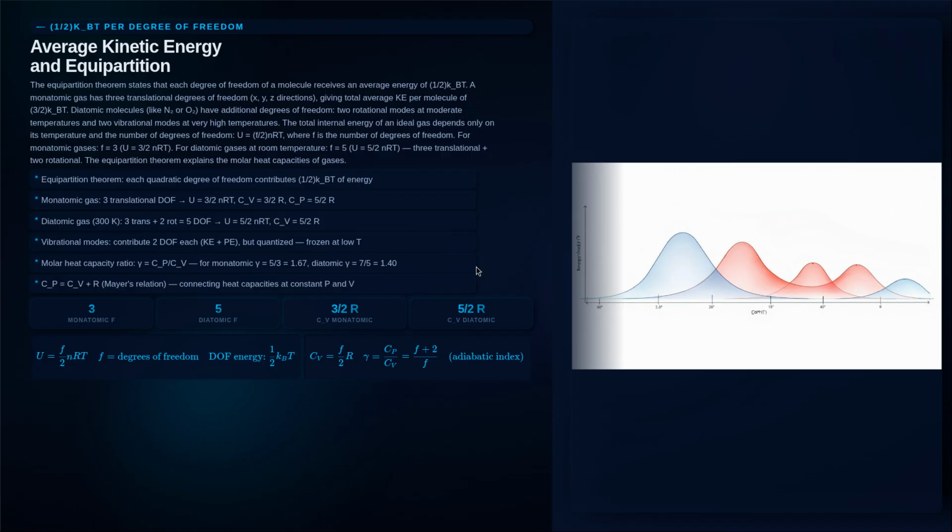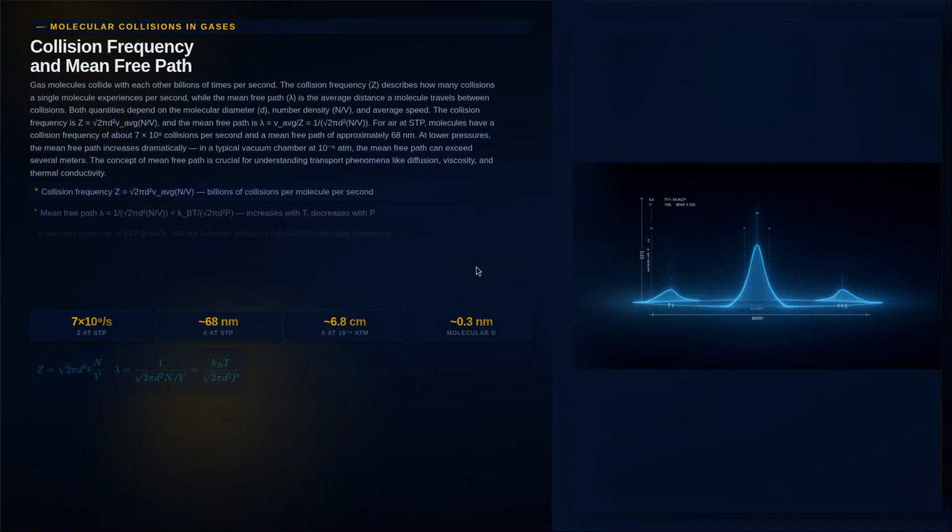Diatomic molecules like nitrogen have additional degrees of freedom. At room temperature, they have 2 rotational modes active, giving 5 degrees of freedom total. The internal energy of an ideal gas depends only on its temperature and the number of degrees of freedom. This explains the heat capacities of gases.